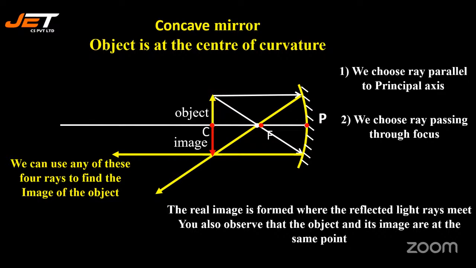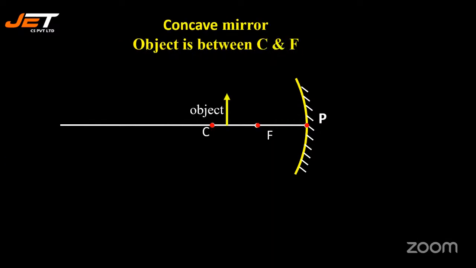Observe that the image and object are at the same point, inverted. Now let's move the object further closer, between C and F. Now where do you think the image is formed, students? Yes, Anjali, you are absolutely right. We get the same size image at C.